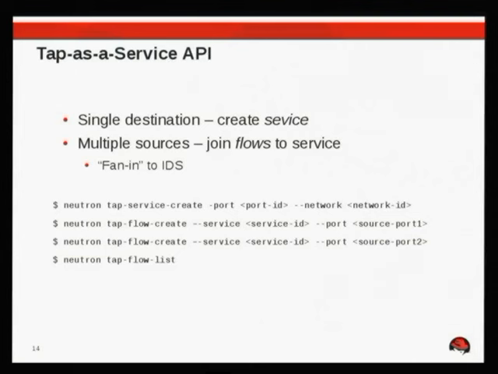Straightforward. Basically, you have a fan-in model where there's a single destination, in our case the IDS, and multiple sources. The multiple sources are called flows, and the single destination is called a service. You first create the service with the interface that's up there. You supply a Neutron port, which can be the port of the IDS instance, and you create flows. Those are the ports of the sources that you want to sniff.